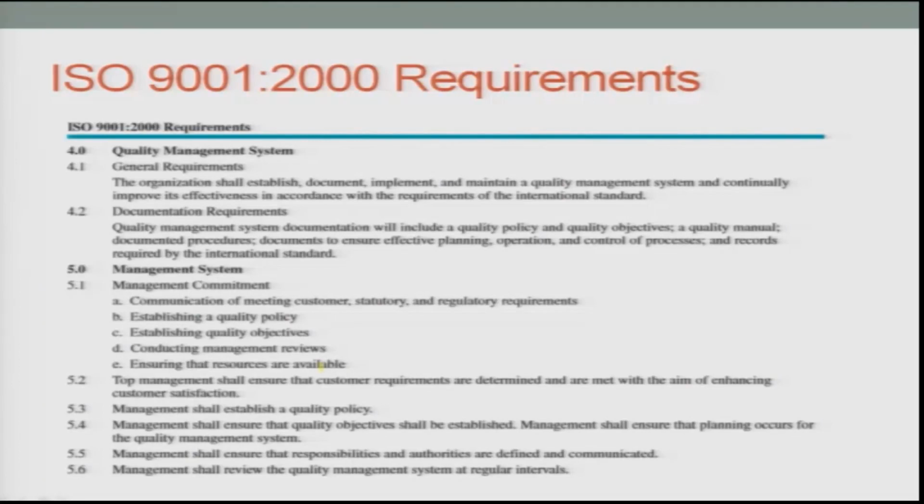They should establish quality policies, and policy implementation should be there. Establishing quality objectives, so what you want to achieve, should also be clearly available. Ensure that resources are available in order to implement the quality improvement aspects which are being planned. Top management should ensure that customer requirements are determined and met with the aim of enhancing customer satisfaction.